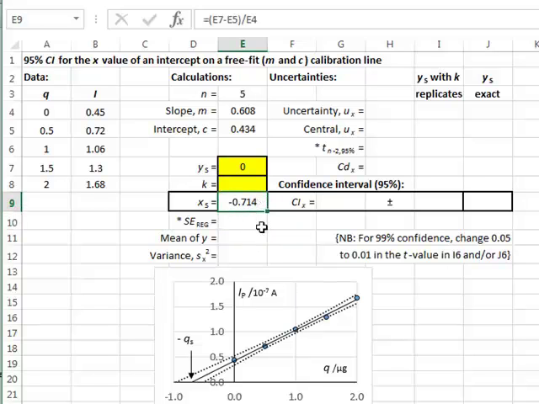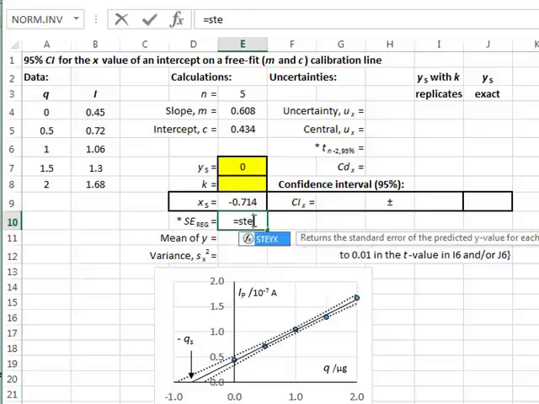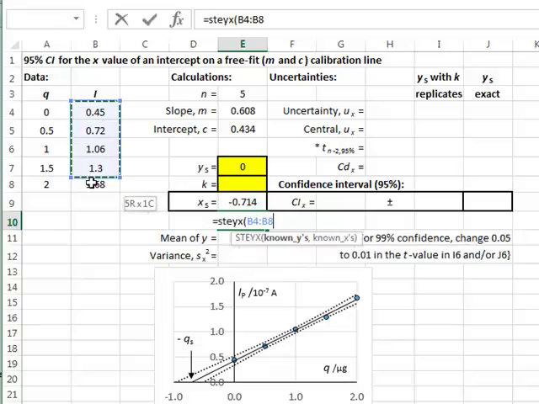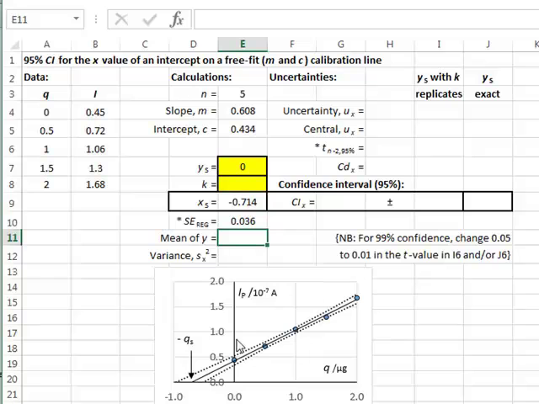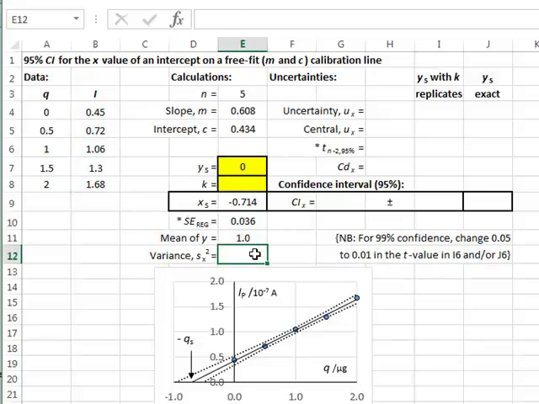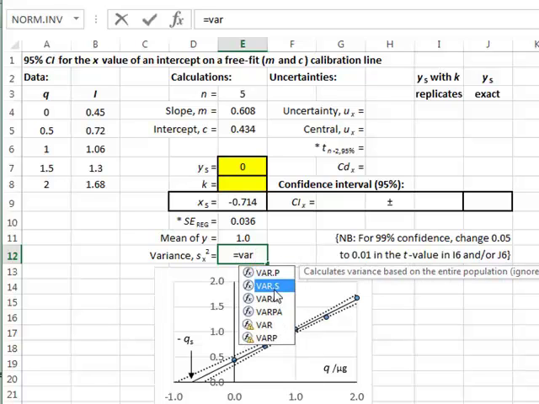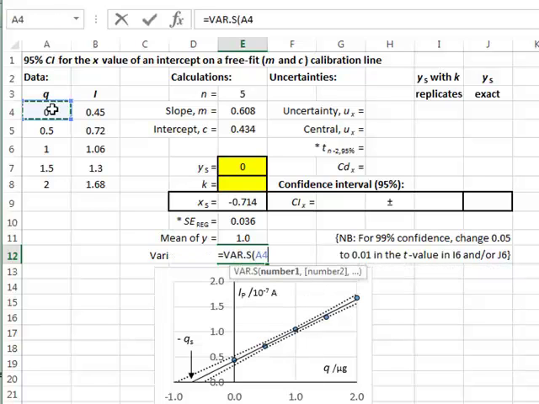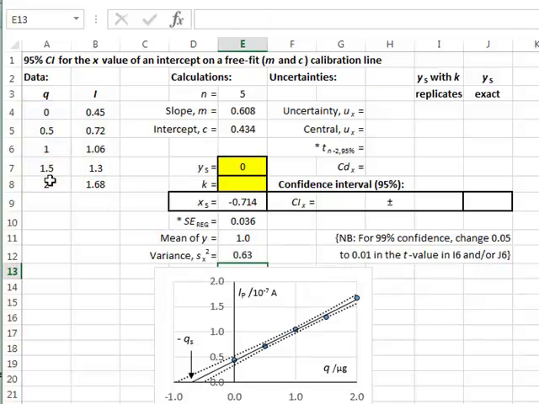In anticipation of the uncertainty calculation, we also calculate the standard error of regression and the mean of all the y values, which gives the midpoint of the calibration range, which is simply the average of all the y values. And we will also need the variance of the x values, which is the sample variance then of the x values, which are the Q values in this case.